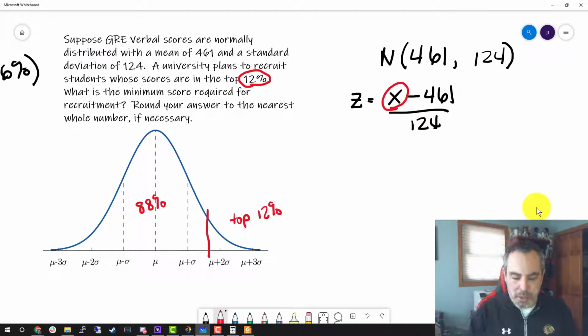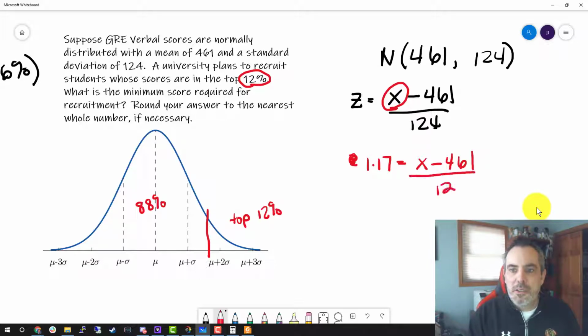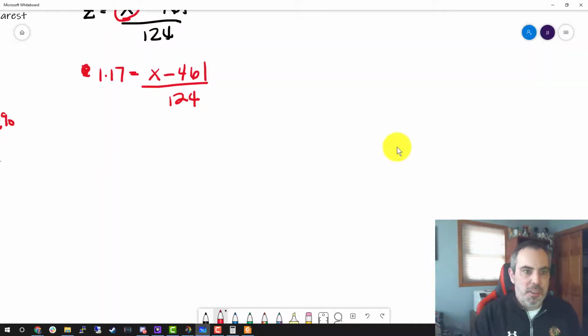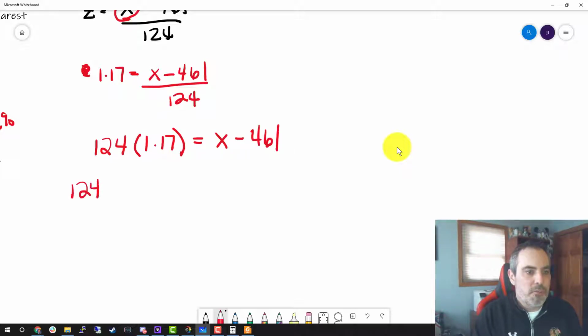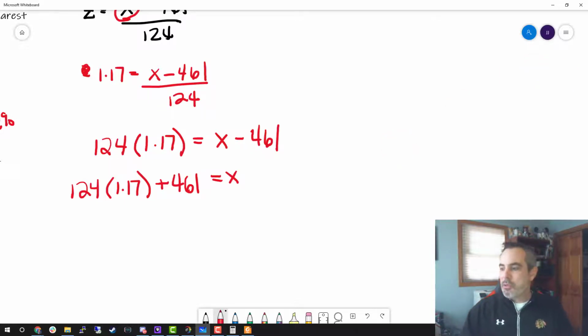So I have a z-score of 1.17. I'm going to plug that into this formula. 1.17 equals x minus 461 divided by 124. And at this point, just kind of going through some of the algebra to solve and figure out what that score is, multiplying both sides by 124. And then adding 461. Just kind of to cancel this out and then to cancel that out. So I'm going to crunch the numbers on that.